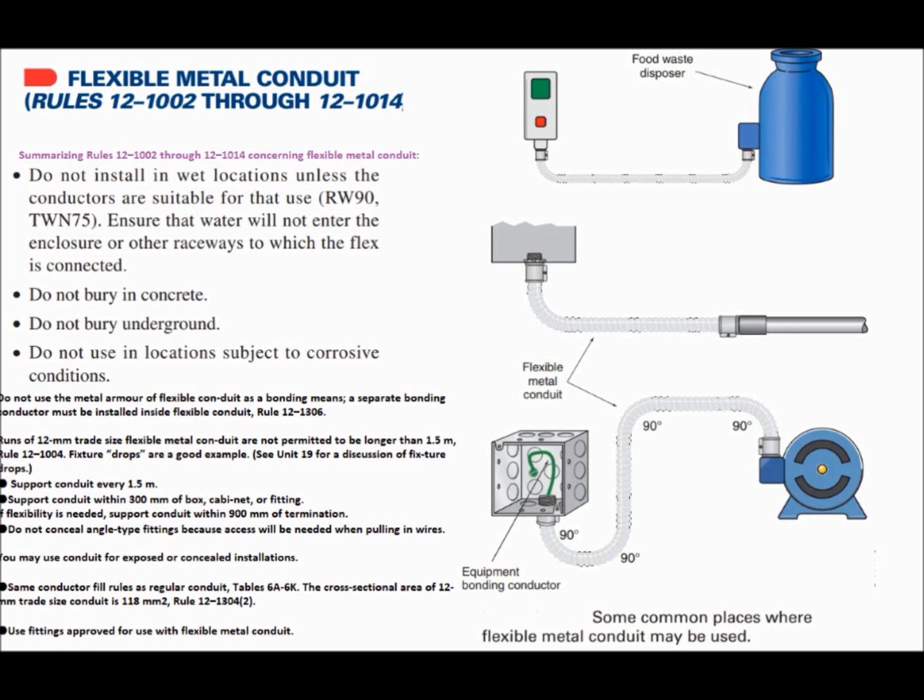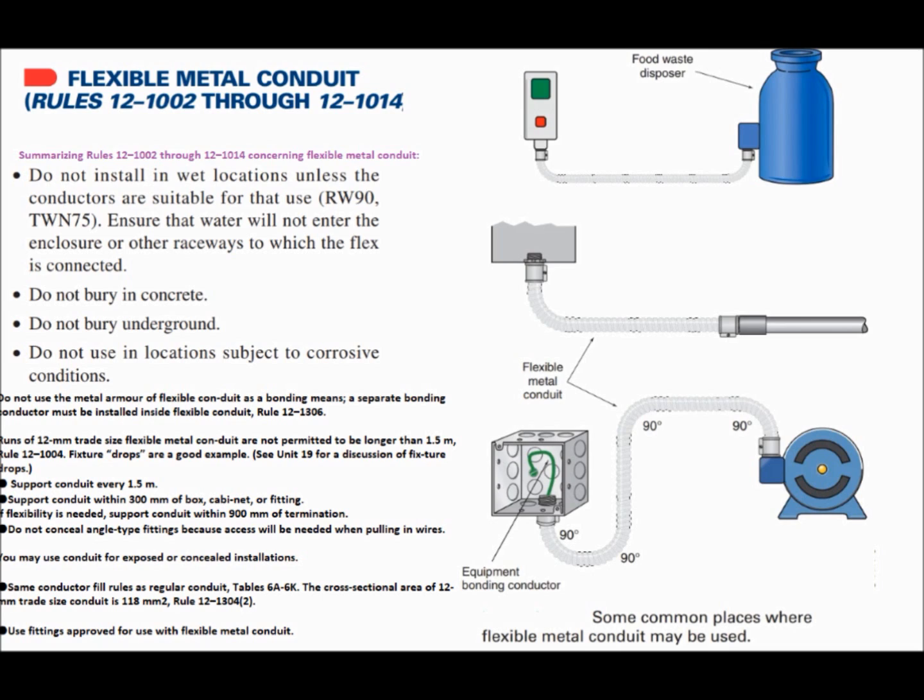Do not install in wet locations unless the conductors are suitable for that use, RW90, TWN75. Ensure that water will not enter the enclosure or other raceways to which the flexes connect. Do not bury in concrete. Do not bury underground. Do not use in locations subject to corrosive conditions. Do not use the metal armor of flexible conduit as a bonding means. A separate bonding conductor must be installed inside flexible conduit, Rule 12-1306.